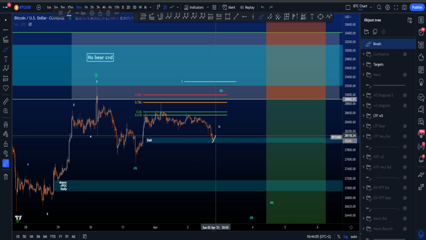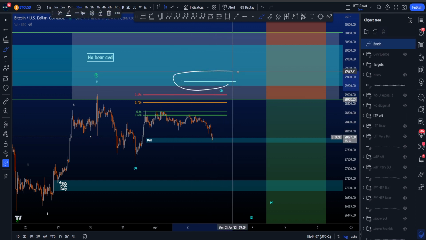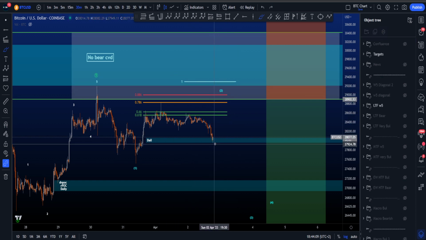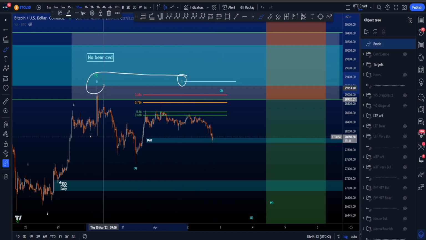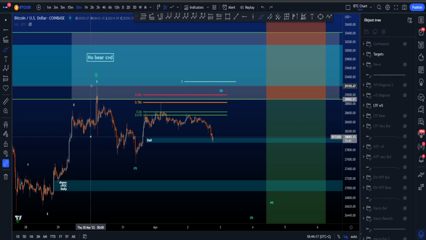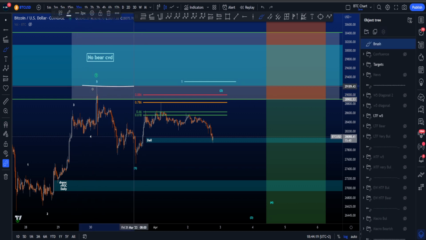The most common target then for this wave C is the 1-to-1, and as it stands now with the low that is made in this B wave, this 1-to-1 is above the high that has been made, the potential high of this wave 5, which would invalidate this scenario because the invalidation is taking this high over here.